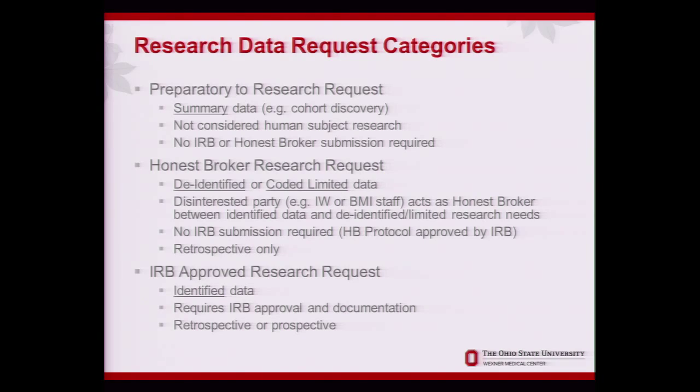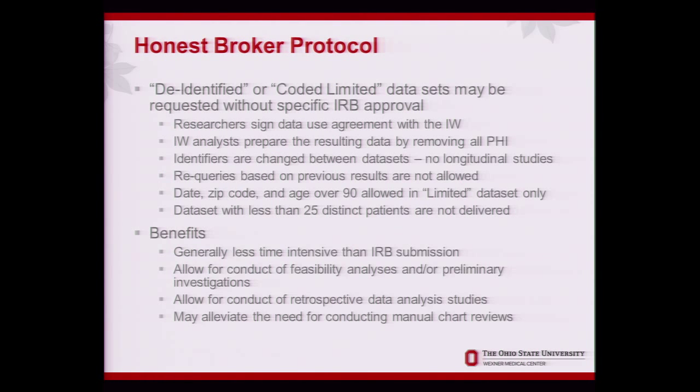And then for identified data or prospective data collection, IRB approval is required. Once you gain that IRB approval for your protocol, you would put a request into core to have an IW analyst work with you to pull that information out of the information warehouse. Digging into the honest broker protocol a little bit, de-identified or coded limited, these are standard industry terms. So if you're unsure what those are, you can just do a Google search and it'll pop up for you. We talked about both of these actually earlier in the day.